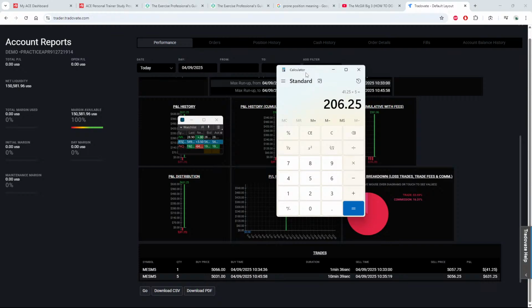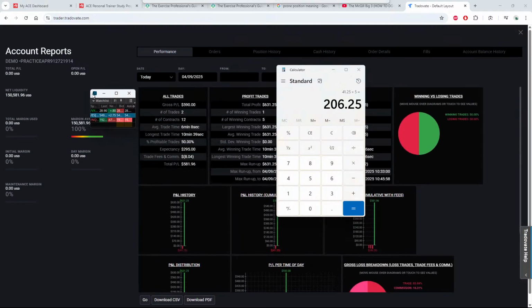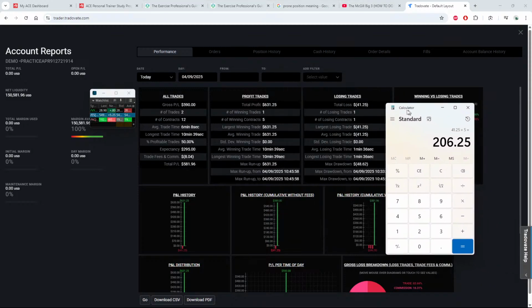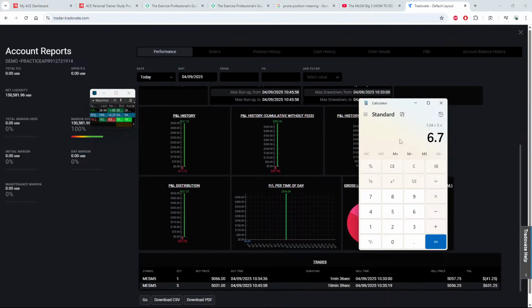41.25 times 5 would have been this, plus commission. However much commission is. Let's do 804 divided by 5, because it was 5 times 5 divided by 6. So 134 each. So $1.34 times that by 5, so 670. So we have 41.25 times 5 plus 670.